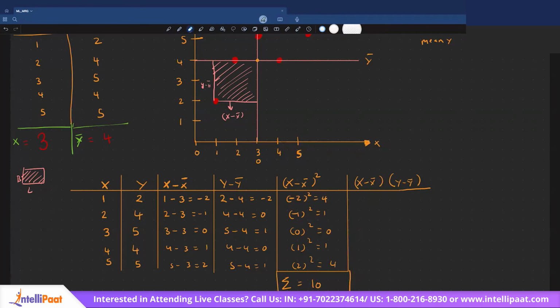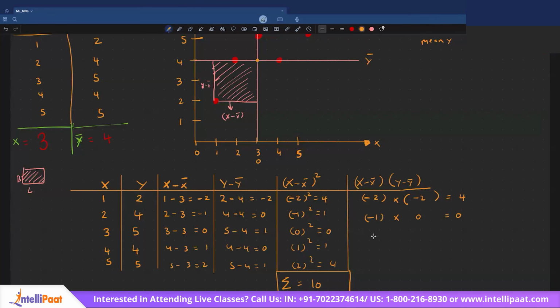Is the answer x minus x bar going to be minus 2? Yes or no? Multiplied by, what is y minus y bar? Minus 2. What is the answer? Is it 4? Very good. X minus x bar is minus 1, multiplied by y minus y bar is 0. Is the answer 0? Okay.